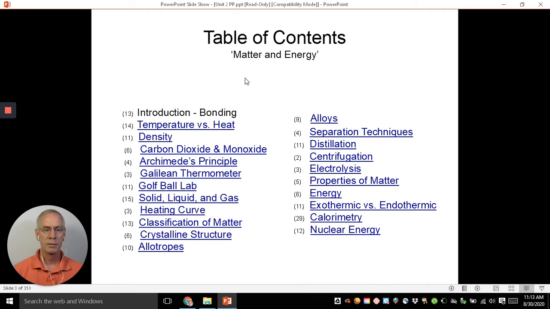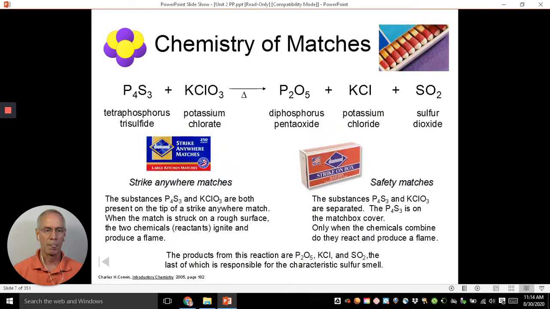So this is a table of contents talking about the different things that we will discuss within this unit. You probably don't need to bother yourself with that right now, but you can see there's actually quite a few topics that we will be talking about within this unit. So let's go ahead and get started.